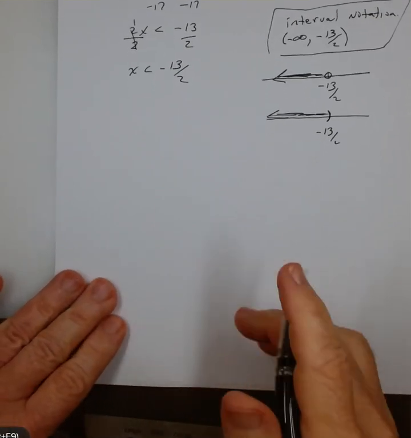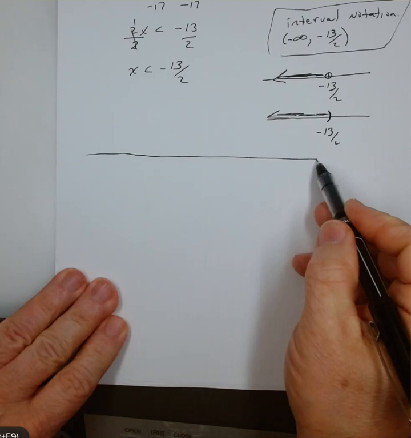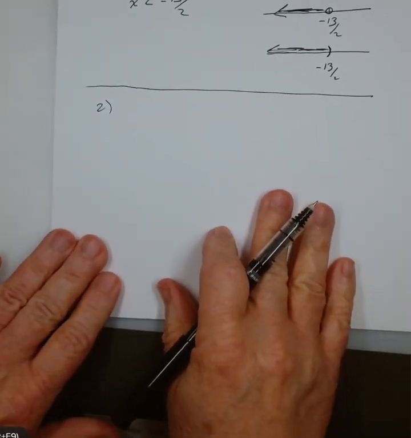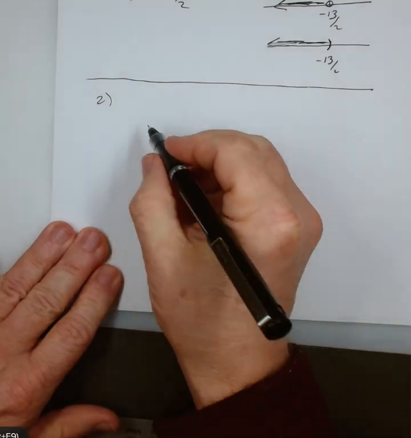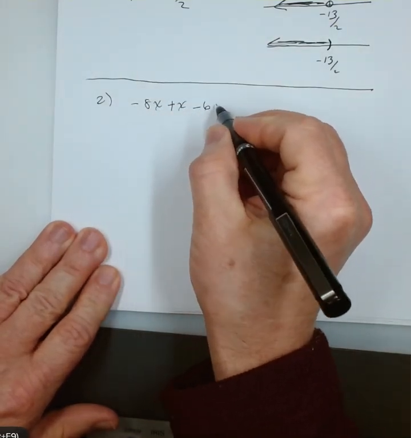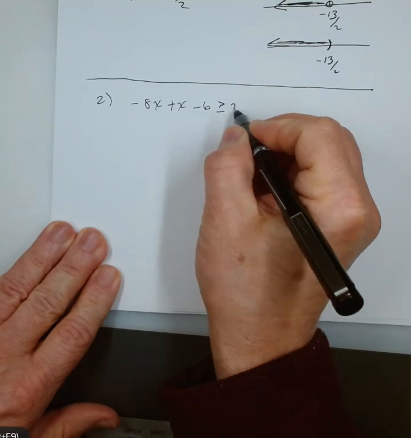Okay, let's go to number 2. All right, number 2, we have negative 8x plus x minus 6 is greater than or equal to 2.